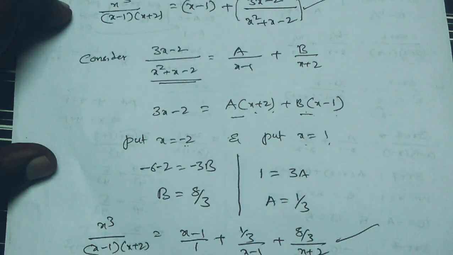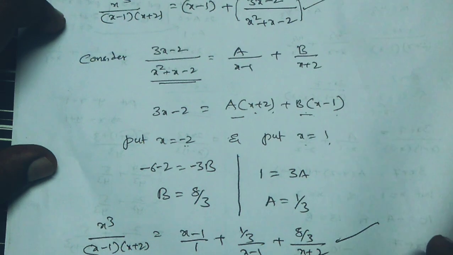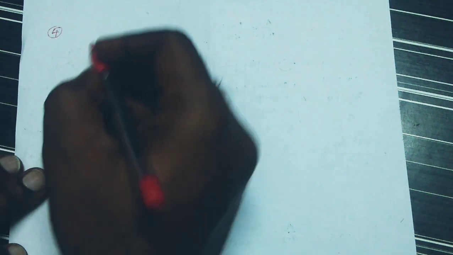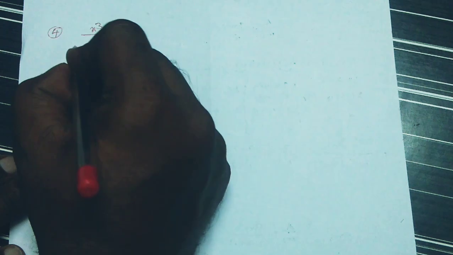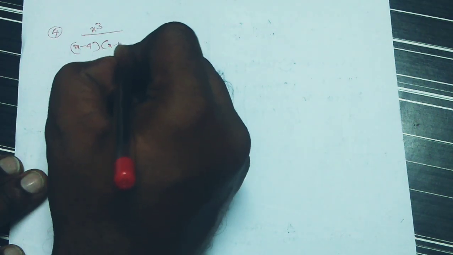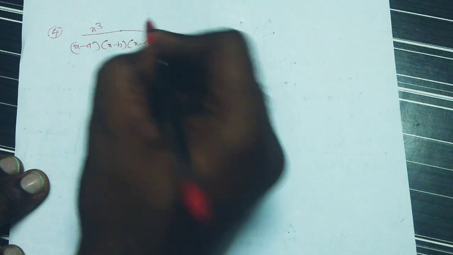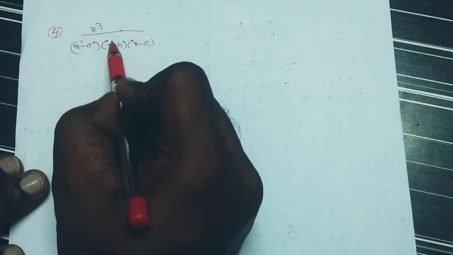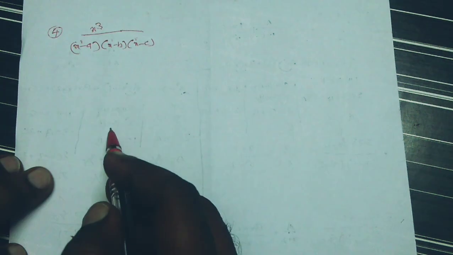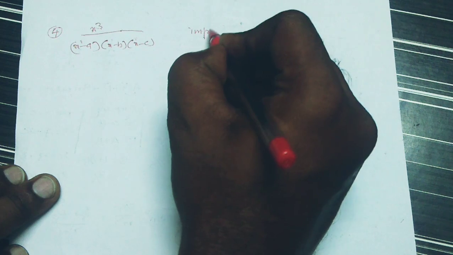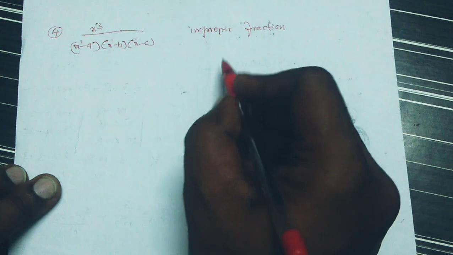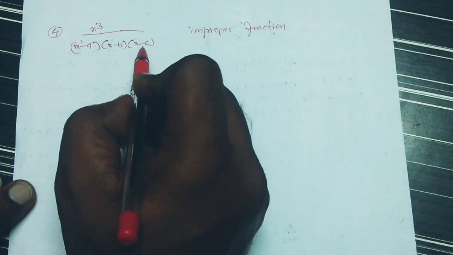Is it clear? There is a second problem in exercise 7C. Problem number 4 in exercise 7C. It's given as x cubed by (x - a)(x - b)(x - c). So look here, the degree of f(x) is 3, the degree of g(x) is 1 plus 1 plus 1, that is 3. Therefore it's an improper fraction, isn't it? That too, the degree of f(x) is equal to the degree of g(x).